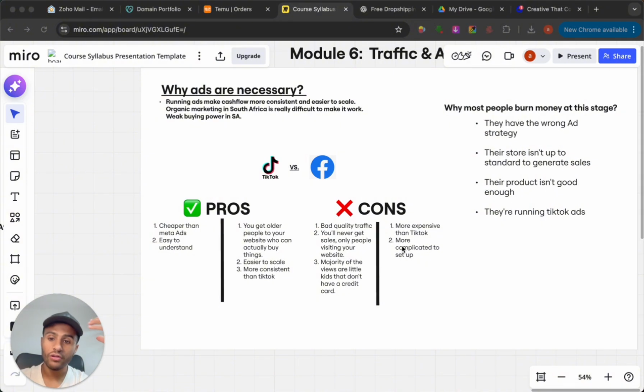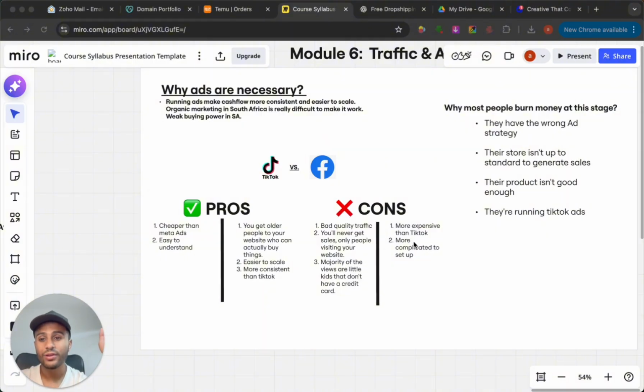Now the only con with Facebook is that your ads are, well, actually, yeah, you could say a bit more expensive than TikTok. You're still going to spend a pretty good amount, but the return on investment is way higher on Facebook because you actually get sales, and on TikTok you just throw your money in there and then it just disappears because you're never going to get sales.